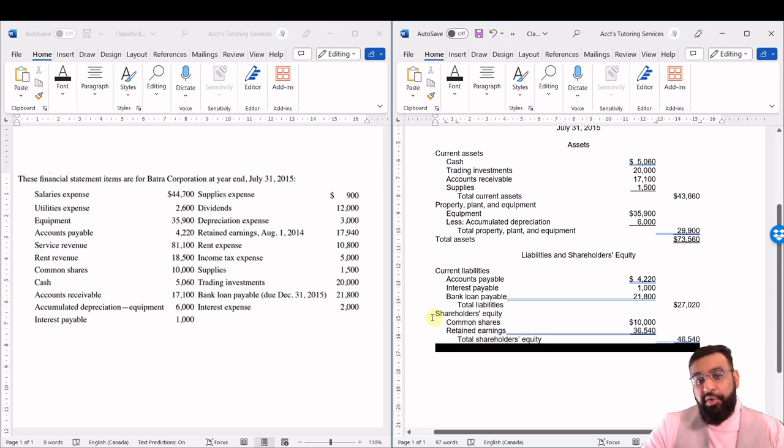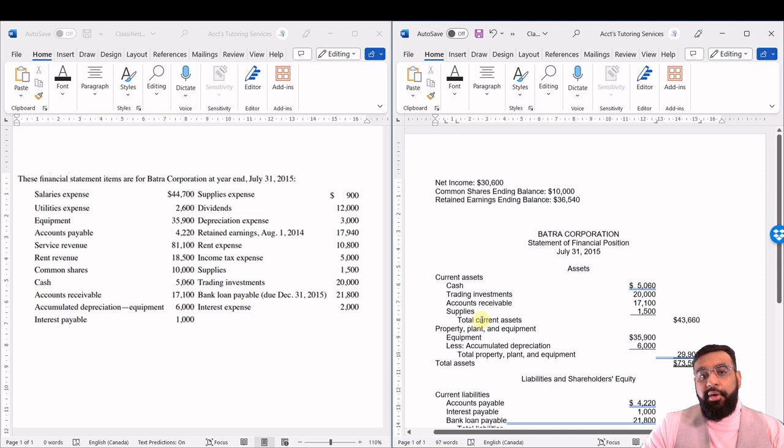Then next, we're going to shift our focus over to shareholders' equity. If you recall from prior videos, to calculate the common shares and the retained earnings balances, we need to first derive the income statement to arrive at net income. Then we have to do the statement of changes in equity to get the ending balances in common shares and retained earnings. However, for the purpose of this video, I gave you these balances right away, because I want the main focus to be on the classified balance sheet.